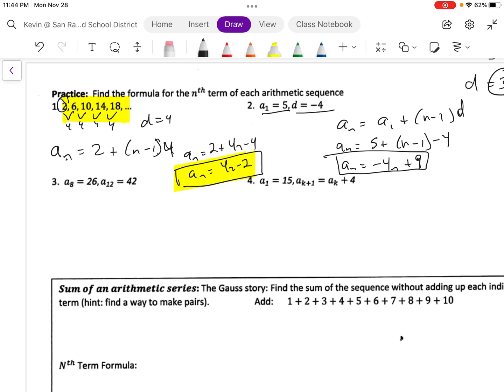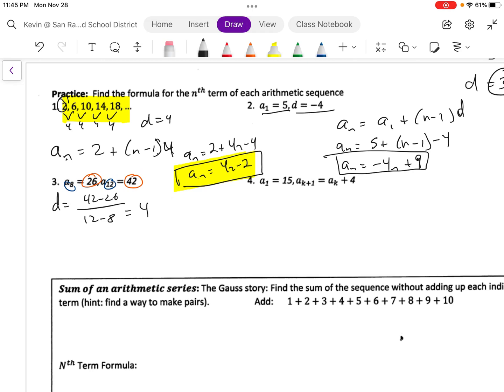Come over here, last couple. So let's first find d. d equals 42 minus 26 divided by 12 minus 8. So 42 minus 26, and then 12 minus 8. And that's going to equal 4.